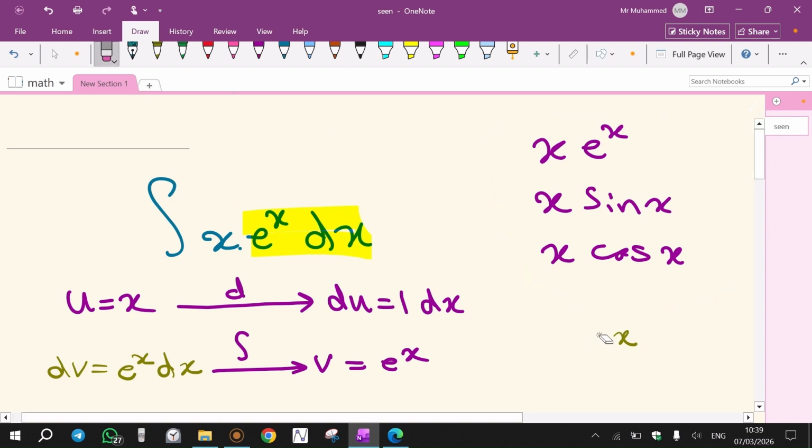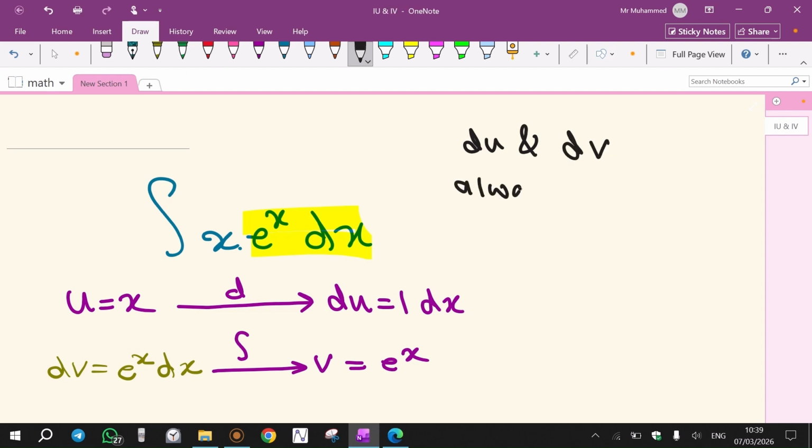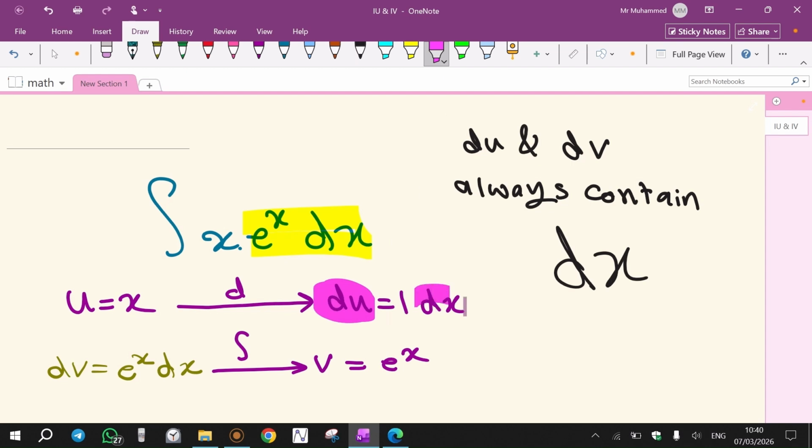Let's write a note here. This note is extremely important. The note says, whenever you write du and dv, they always contain dx. Don't forget that. Whenever I write du, I must have dx in it. Whenever I write dv, I must have dx in it. This note is very crucial.